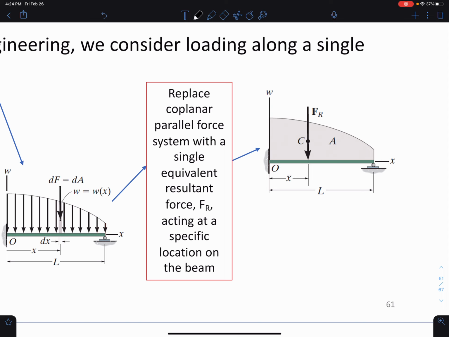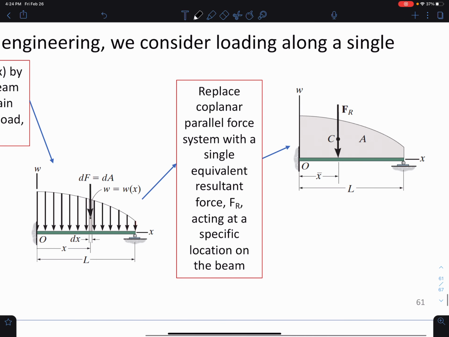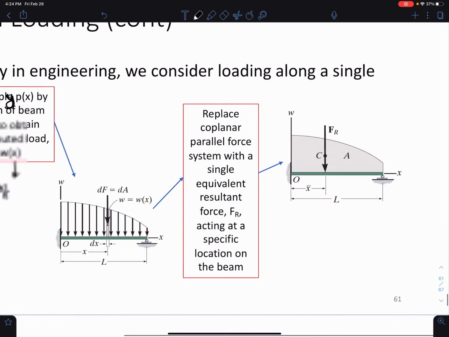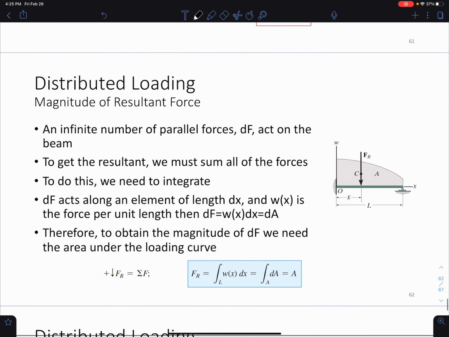Now we can replace a coplanar parallel force system with a single equivalent resultant force acting at a specific location on the beam. What does that mean? It means we can take this entire distributed loading and put it on a beam as just one force instead of having to draw it this way. But how do we do that? What is the magnitude of the resultant force?